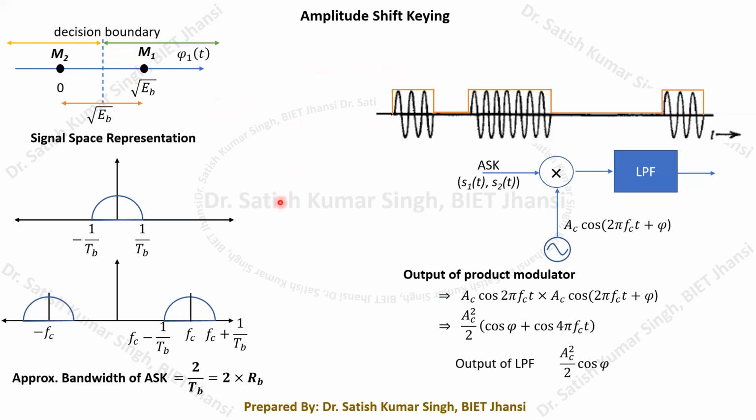So right now you just try to understand this one. So this is our signal space representation. Now we have to talk about what will be the bandwidth of this particular signal. If you remember, we have already calculated the Fourier transform for a rectangular pulse of duration TB.